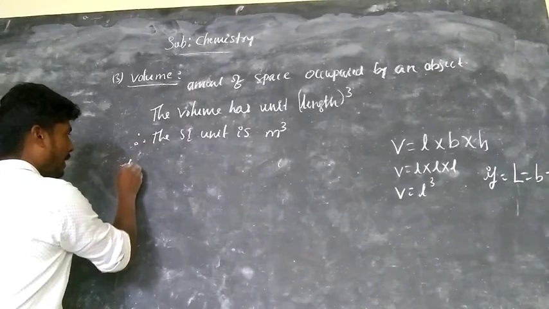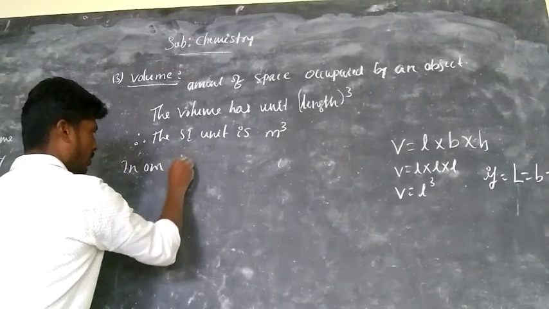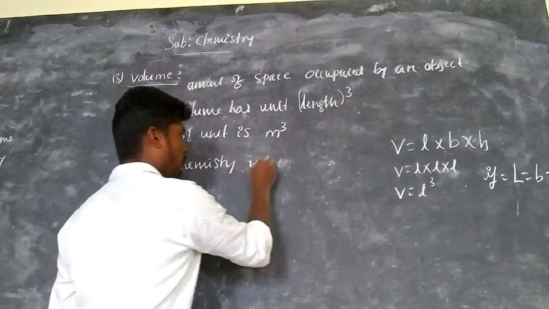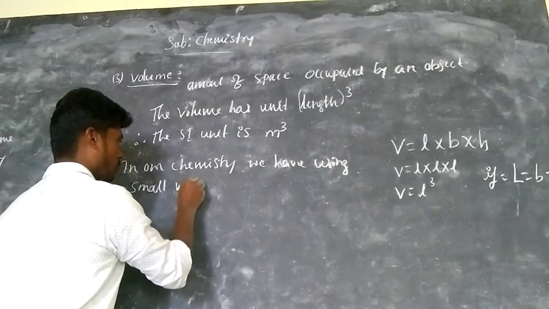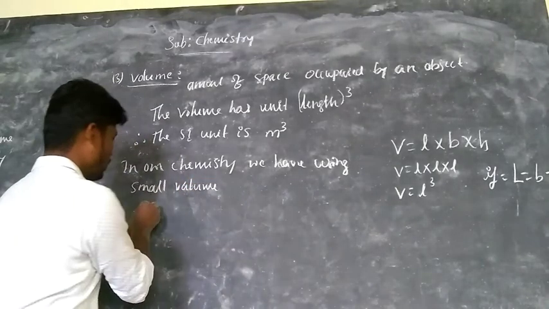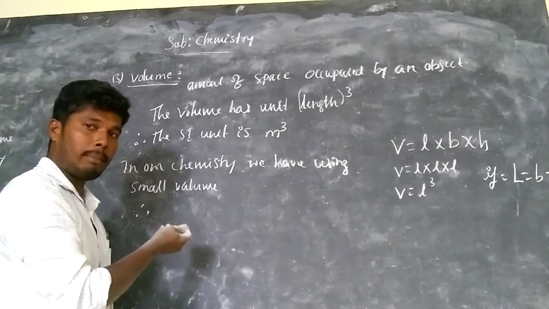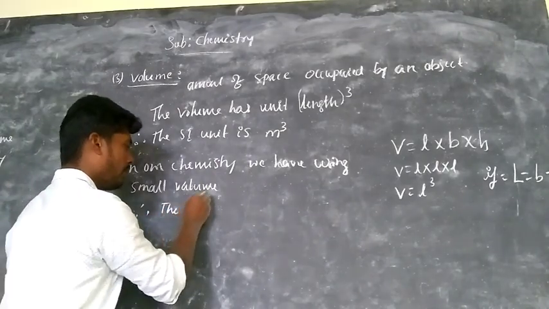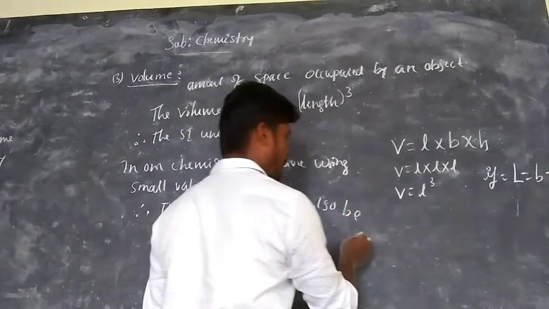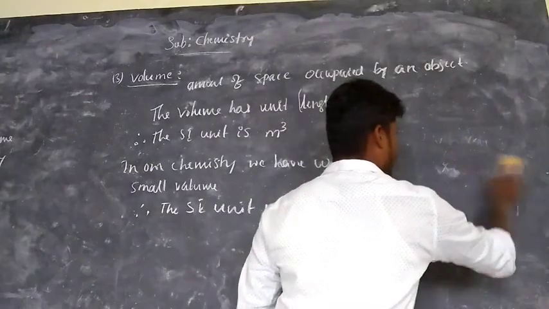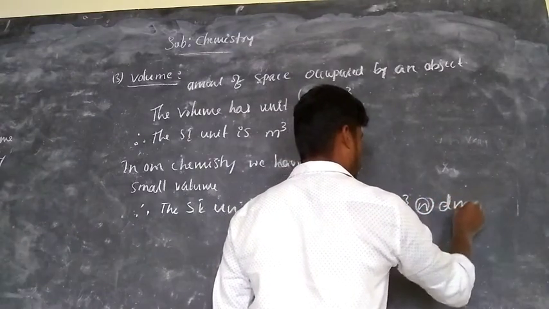Therefore, in our chemistry we are using small volume, that is small quantity. The meter cube can be converted into centimeter cube or decimeter cube. Therefore, the unit may also be meter cube, centimeter cube or decimeter cube.